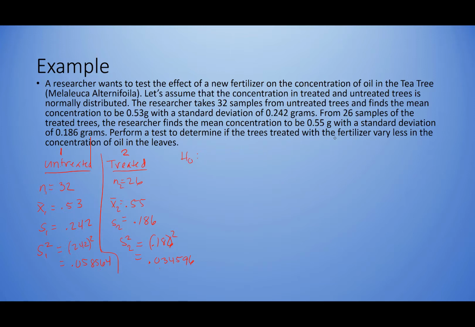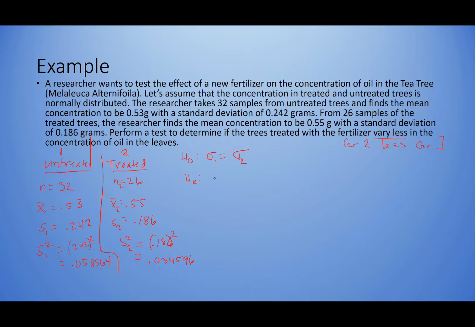I'm going to go ahead and just write using the equality symbol as opposed to the ratio. So I'm going to test, is the standard deviation of my first group equal to the standard deviation of my second group? Now, my alternative hypothesis, it asked, we want to perform a test to determine if the trees treated with fertilizer vary less. Well, the ones that are treated with fertilizer, that's group 2. So we're asking, is group 2 less than group 1?